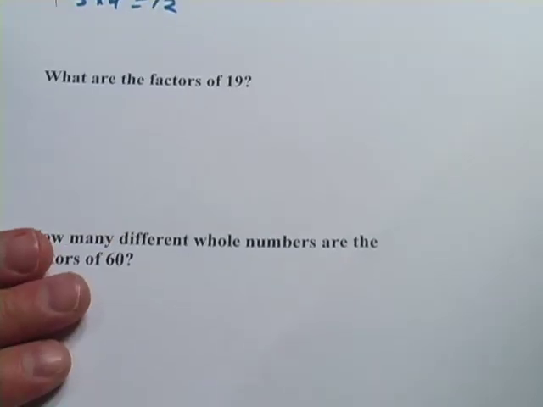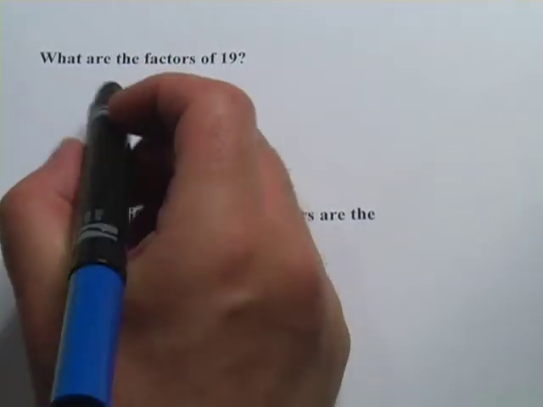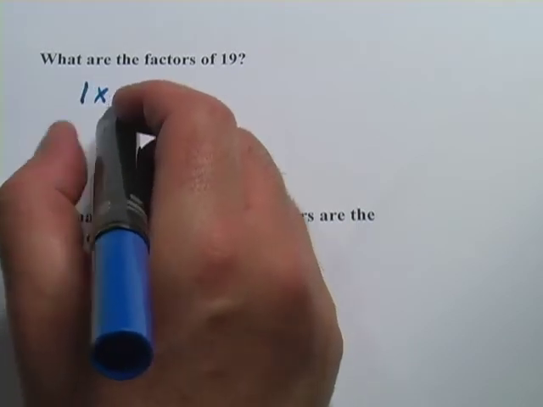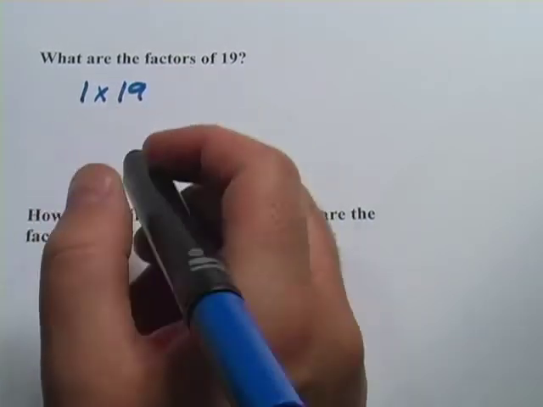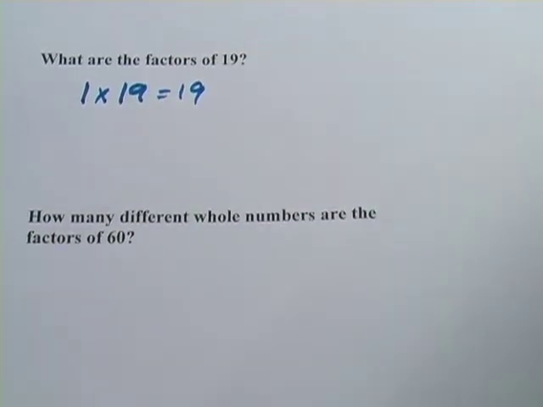Let's look at the next one. It says, what are the factors of 19? In this case, and for every number, 1 times that number is going to be in the factor list. So we can start there. 1 times 19 equals 19. So those two are definitely on our list.